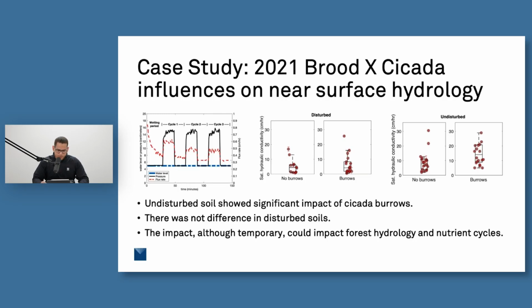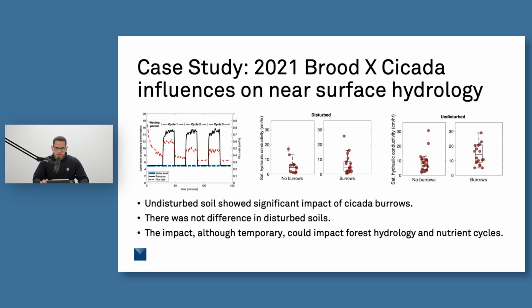hydraulic conductivity. On the flip side, however, the disturbed or urban soils did not show a significant difference, with a median KFS of 4.2 centimeters per hour in locations with burrows versus 4.4 centimeters per hour in locations without burrows. So they actually saw lower median hydraulic conductivities in the sites with burrows than the sites without burrows.